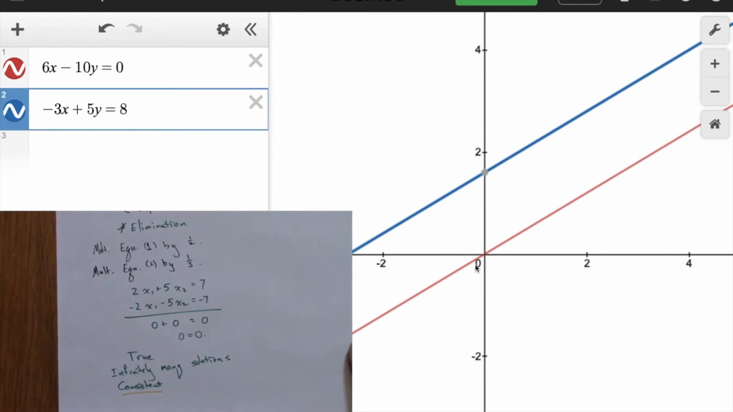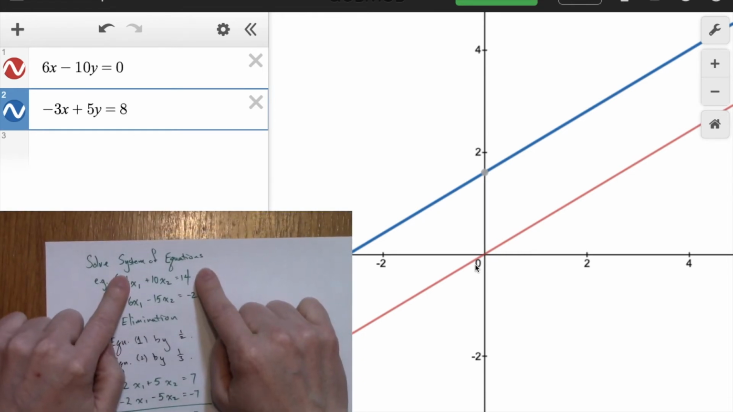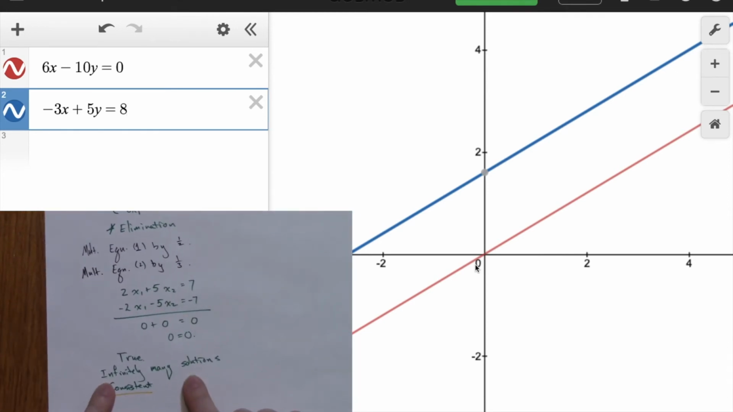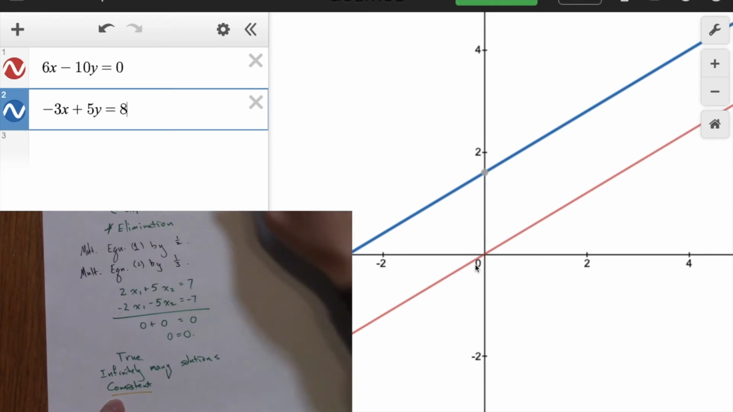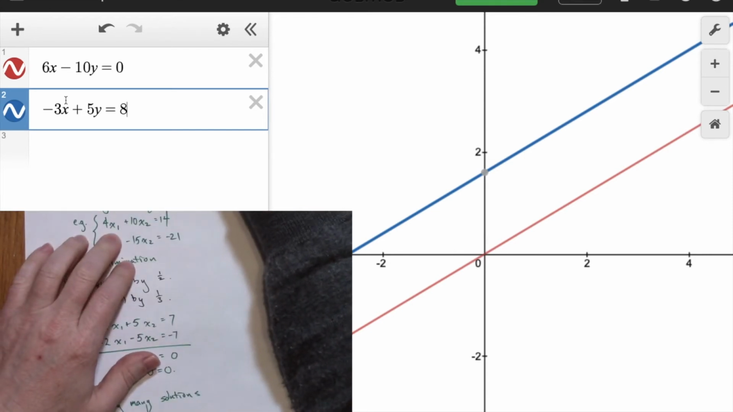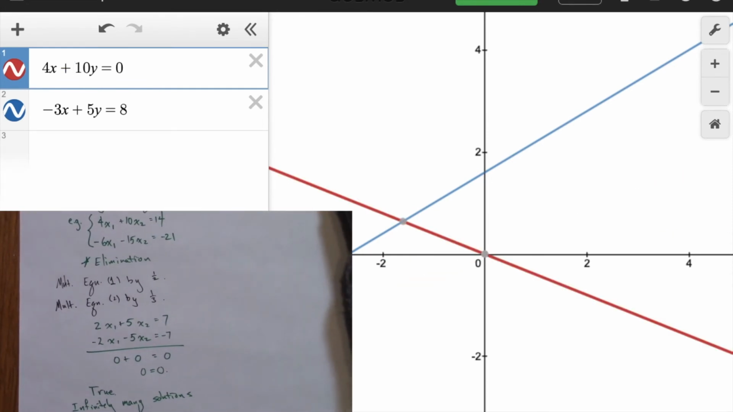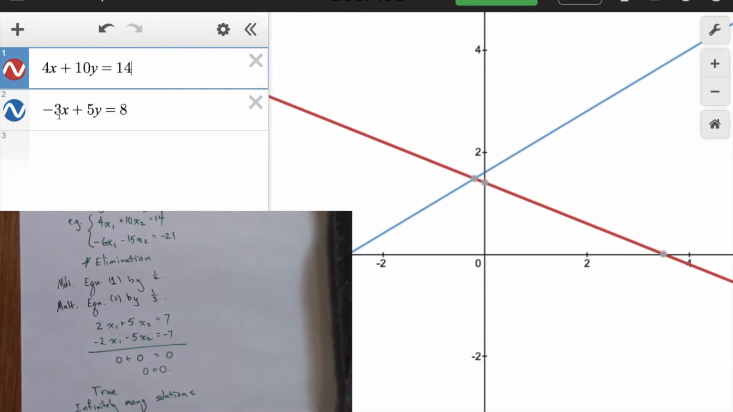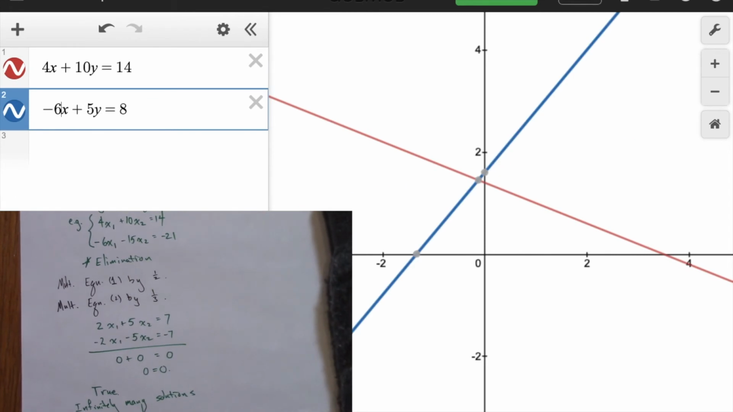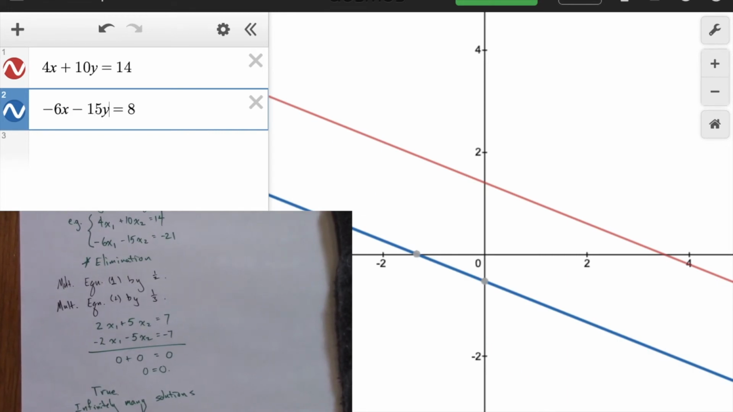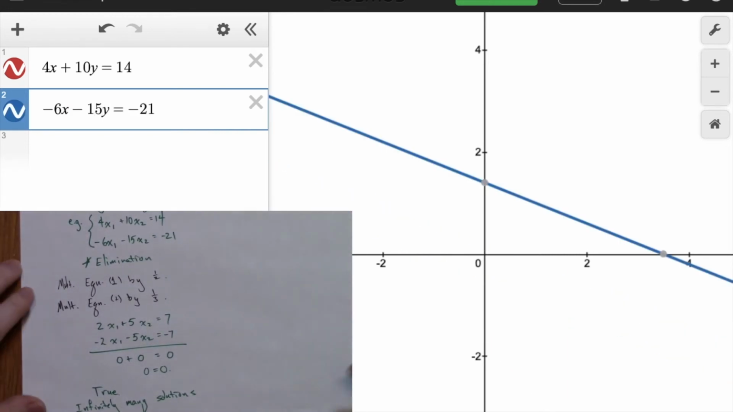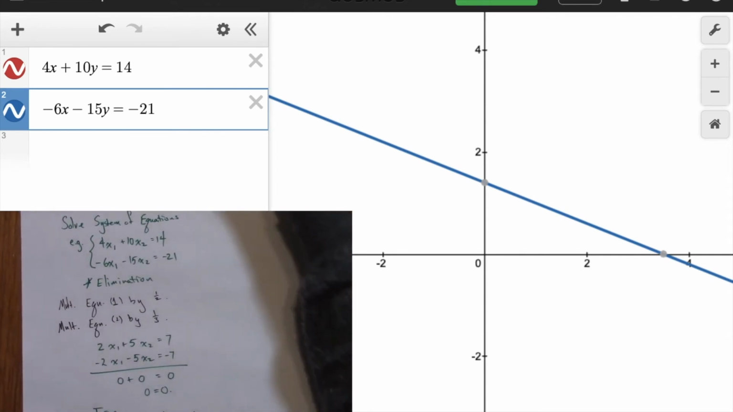Last but not least, what does it mean when I have a system of equations that has infinitely many solutions? Well, in this particular case, if I have a 4 here and a 10 there equaling 14, with a negative 6x minus 15y equaling negative 21. What you see in this case is that the two lines are overlapping each other.